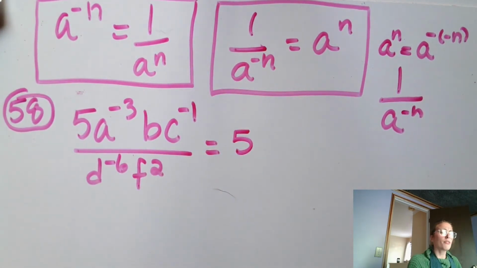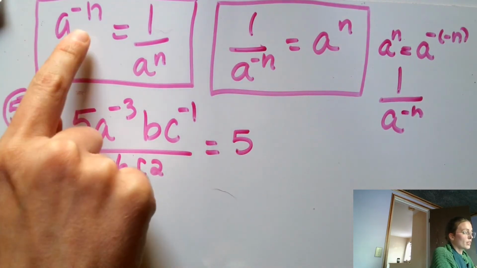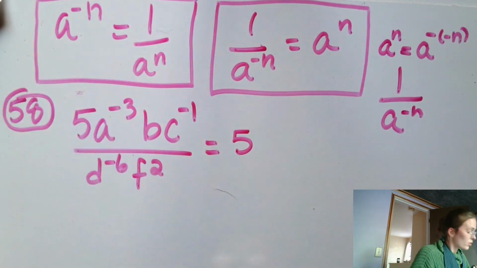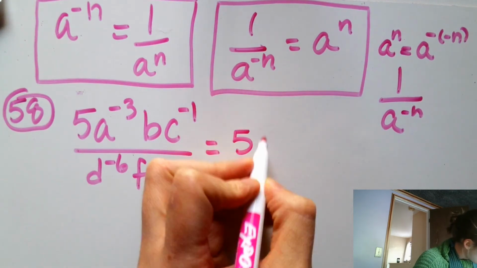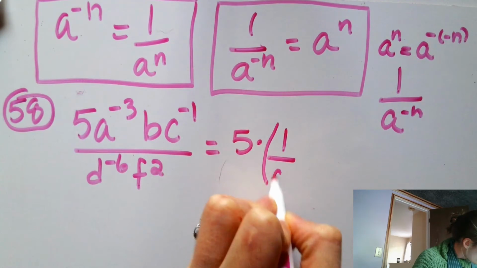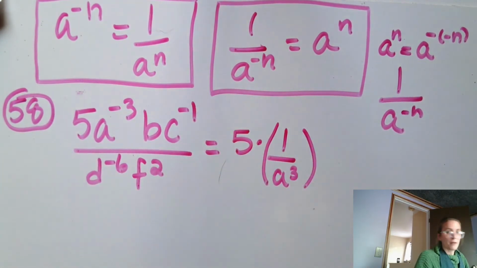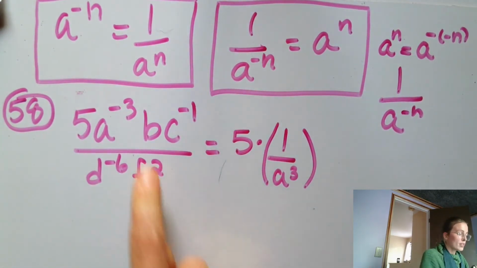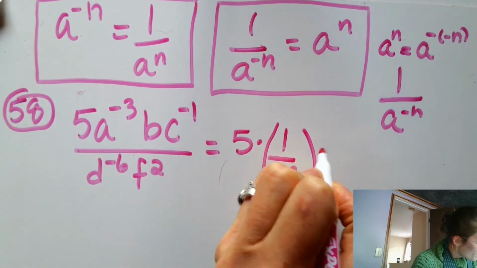Now a to the negative 3, we can rewrite as 1 over a cubed, right? Based off of this rule. So a to the negative 3 equals 1 over a cubed. So we'll say times 1 over a cubed. Okay, so then b stays the same, so times b.